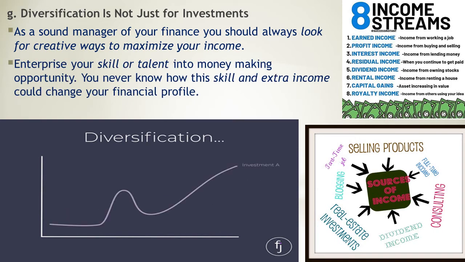Using your enterprising skills and your talents to search for other opportunities to invest or to have an income source. On the bottom diagram there, it says investment A and investment B. Investment A might give you a rising income, but in certain situations like COVID-19, where your investment might be badly affected, you might have an average income that does not drop due to situations such as COVID-19.